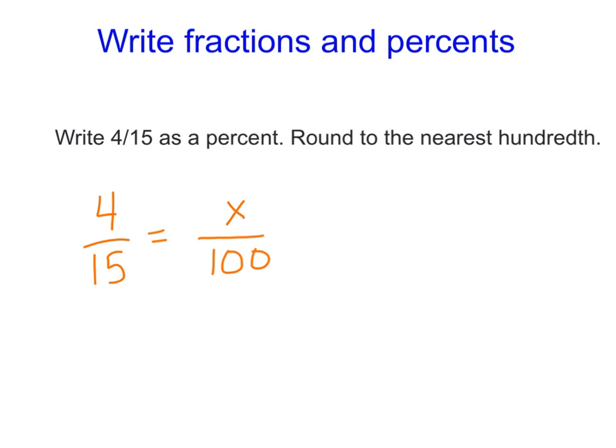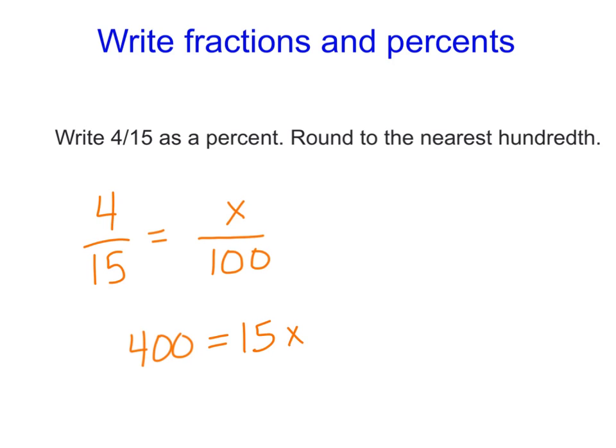Okay, so now what I'm going to do is the same thing I've done before. To solve a proportion, I'm going to cross multiply. So 4 times 100 equals 400. I'm going to put that over here. And now the other side, I'm going to have 15 times x. So that's equal to 15 times x.